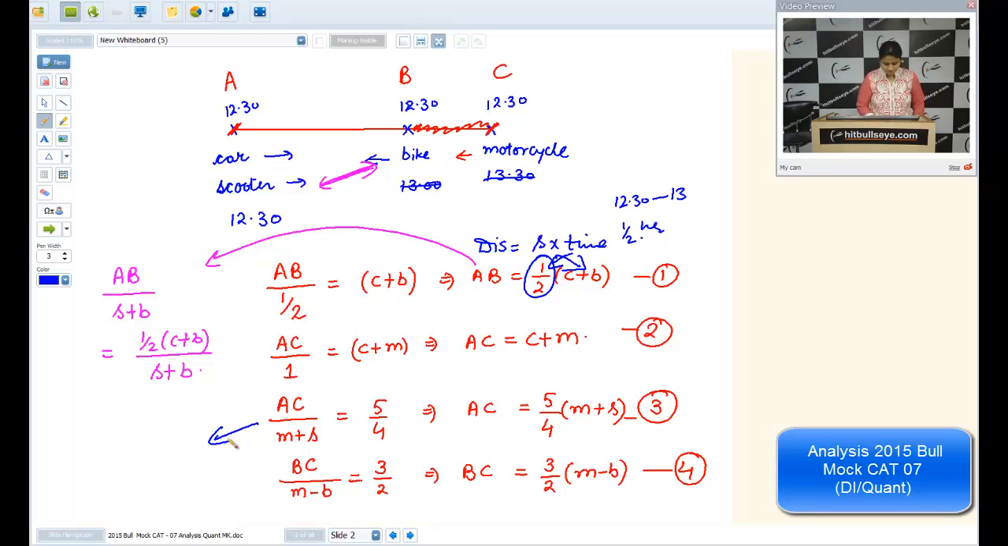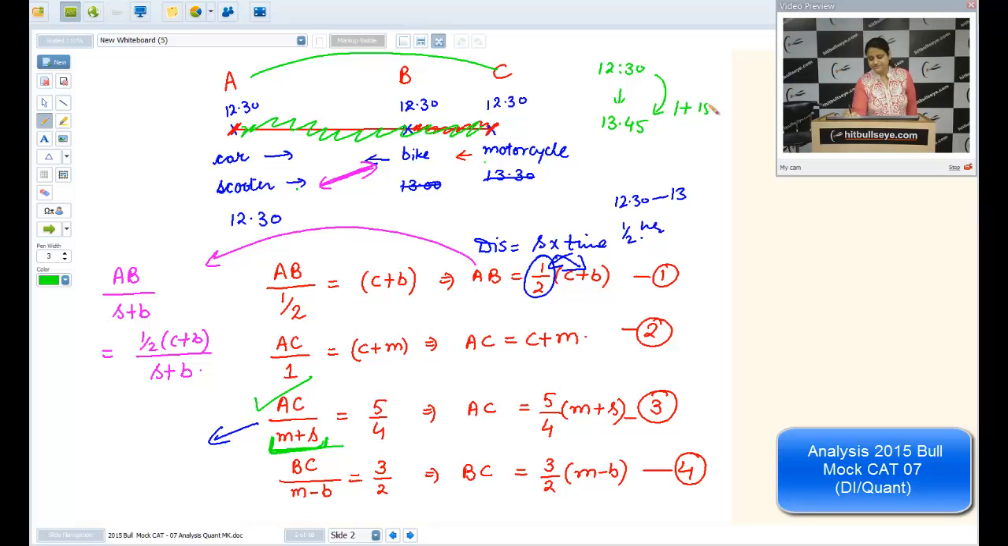This second line, the motorcycle met the scooter. The motorcycle met the scooter, it means the total distance, that is AC. I'm writing AC here. Since the motorcycle and scooter are both moving in the opposite direction, they are coming towards each other, that's why we are taking M plus S here. It says the motorcycle met the scooter at 13:45. They started at 12:30 and they are meeting at 13:45. The complete thing is 1 hour plus 15 minutes. Now 15 minutes can be written as 1 by 4 hours. That's why we are taking it as 5 by 4.